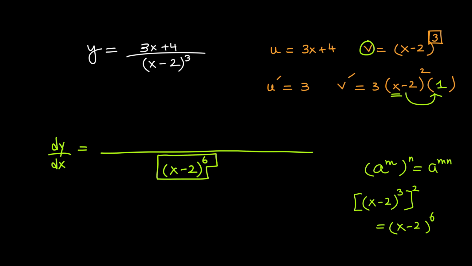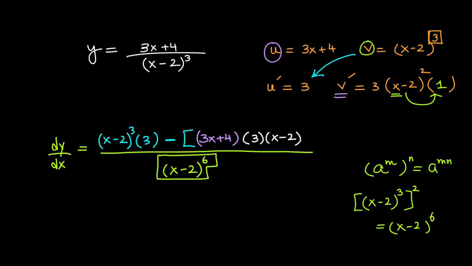What about the numerator? That starts off with v. So we have v, x minus 2 whole cubed, multiplying with 3. There is a negative sign. And what goes inside? We have u multiplying with v prime. So this is 3x plus 4 multiplying with 3 times x minus 2 squared. Now it's time to take common factors. So x minus 2 cubed, x minus 2 squared. Of course, there is a constant 3.